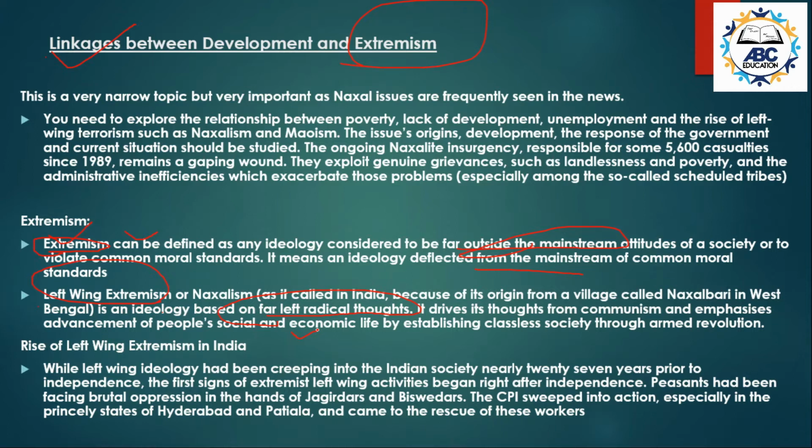Now, what is right wing? Right wing ideologies basically promote a status quo. Status quo, that is, they don't want any change in the kind of system which is present. Those are called the right wing ideologies.